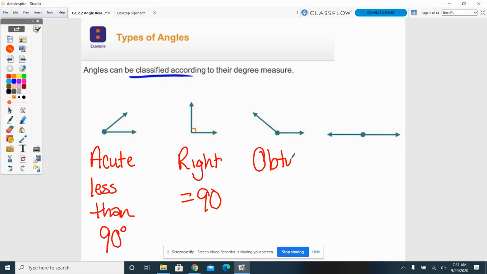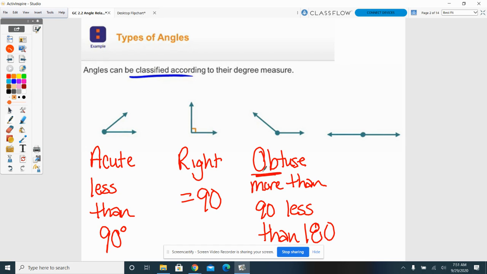This is obtuse, and these are big angles. It's more than 90 and less than 180. You can remember this because of the prefix OB. Also, the word obese means a big angle. Obtuse is a big angle. Obese doesn't mean a big angle. It means an overweight person. And this would be a straight angle. And straight angles equal 180 degrees. Okay, so those are the types of angles. We have acute and obtuse. Those are the big ones. Right and straight, kids usually know pretty well.